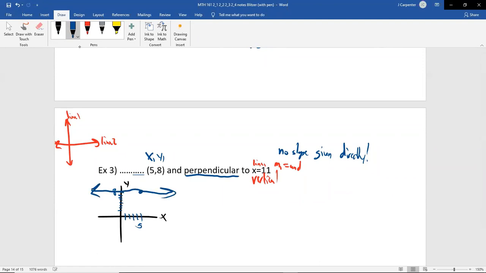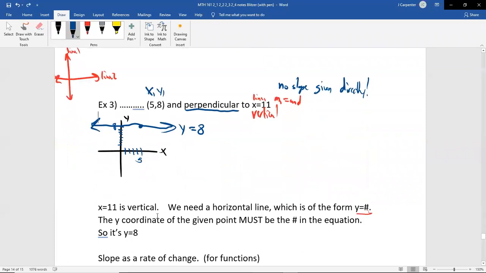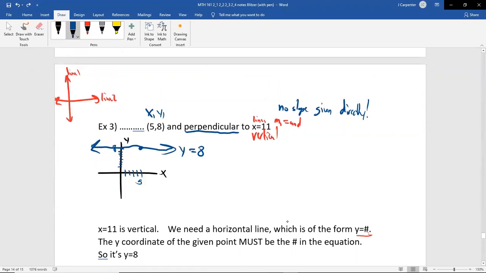I actually prefer to graph this line even though I didn't ask for it, because now I can look at this and say, oh, well, it's very obvious. This line is y equals 8. Why? Because that height is 8. So the height is constantly 8. So that's what the rest of this says. The y coordinate of the given point must be the number in the equation. Now, I didn't say that here, but that is a fact that you could learn ultimately. Because this was an 8, this is an 8. If this right here had been a 20, this would be a 20.